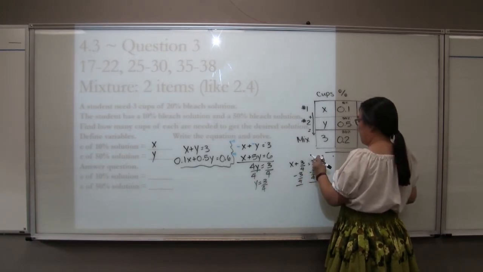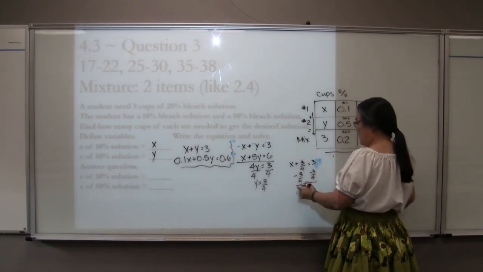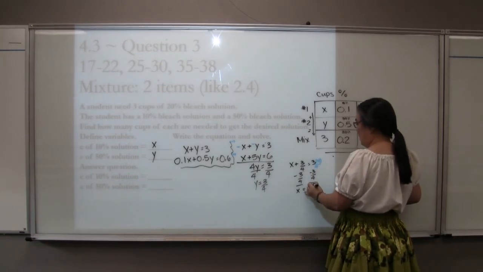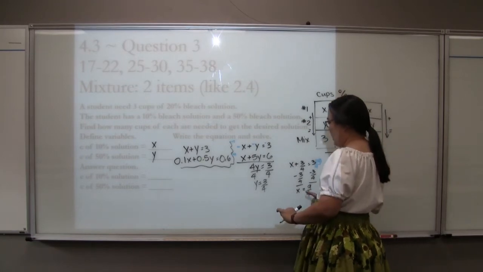I'm going to make common denominators. Hey, we're using common denominators a lot. That's preparing us for chapter 6. That gives me 12/4 minus 3/4 for a total of 9/4. I have my x's, I have my y's.